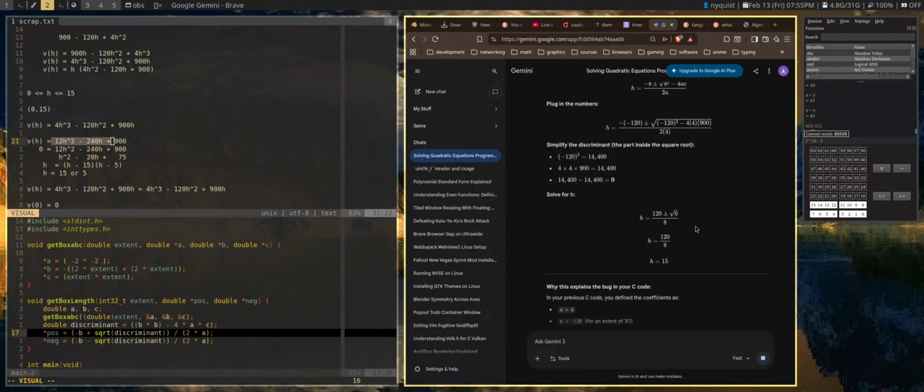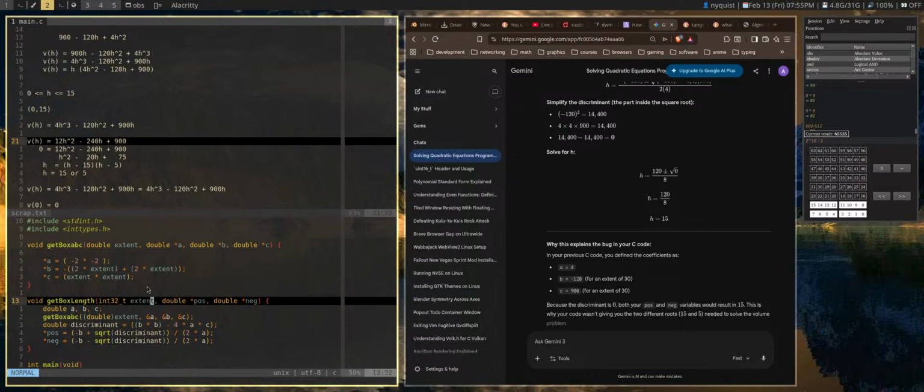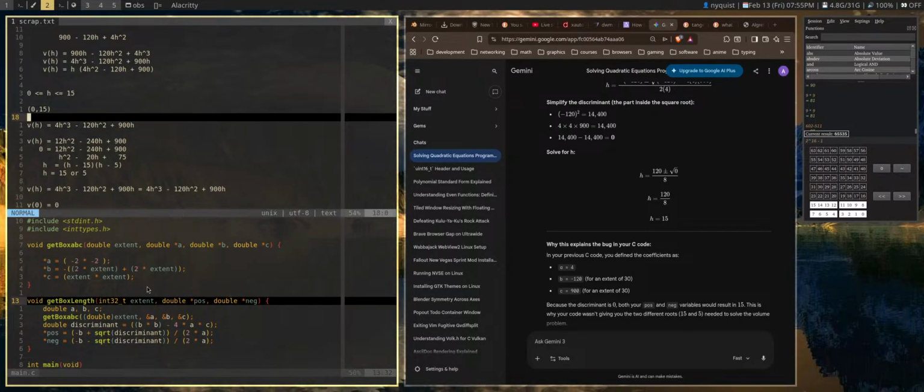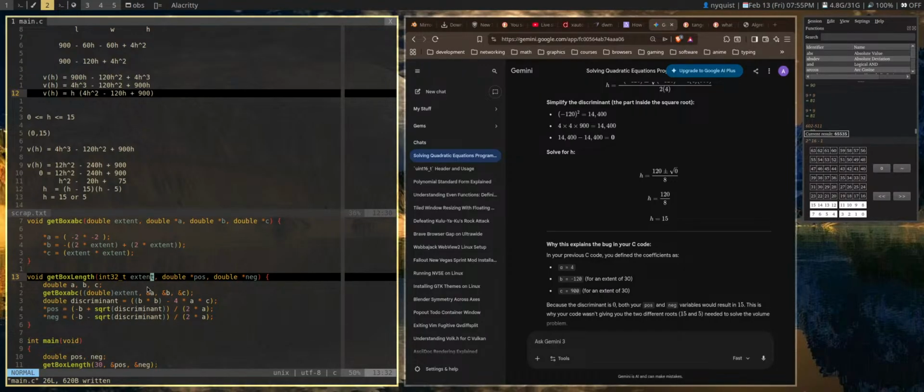$15. I mean, I got 15. So I think it was right. My math was correct. I mean, kind of correct because I was solving this right here. Solving for h here. So this, I forgot that part. So let's just continue what I was doing.